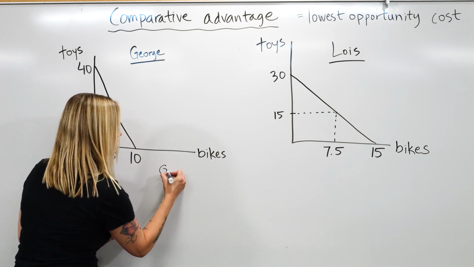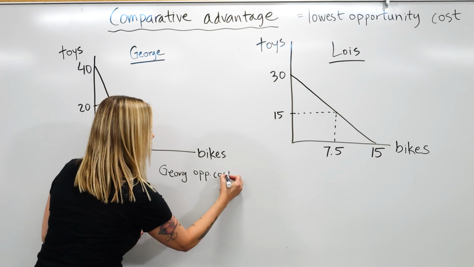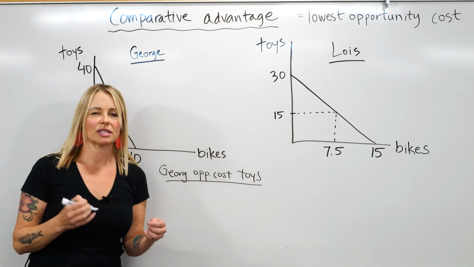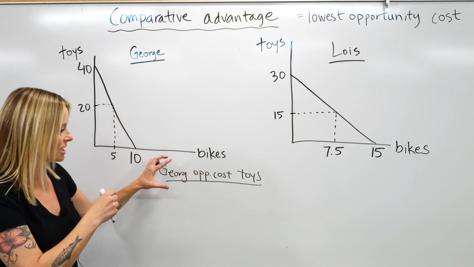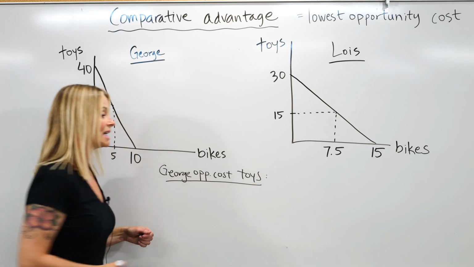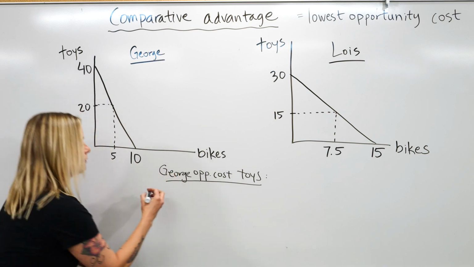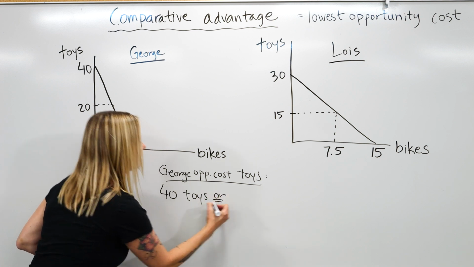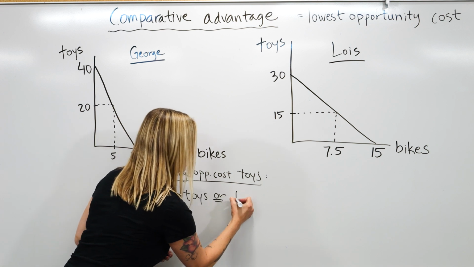So George, opportunity cost for toys. I like to write it out because it gets confusing sometimes. Which one are we talking about? Who are we talking about? Which item? So let's write it down so we know. We're talking about George and his opportunity cost for making toys. So let's just follow the little strategy. We know that he could be making 40 toys, or if he chose to put all his time into the bikes instead, he could be making 10 bikes.